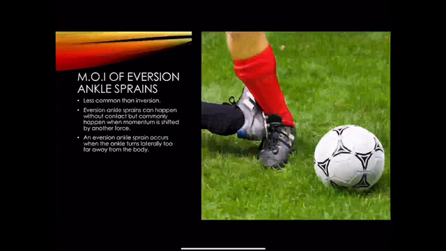Eversion a lot of times is due to force. For example, you can see in the photograph that there is another player's foot pressing on the outside of the leg, and it's causing the foot to turn laterally away from the body and cause an everted sprain. So although the foot is turning away, the ankle is turning inward.